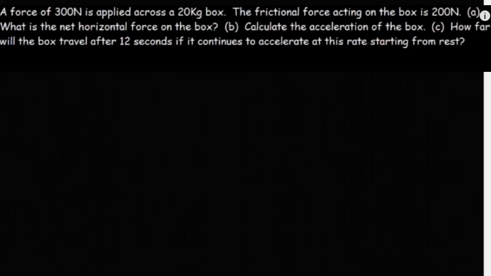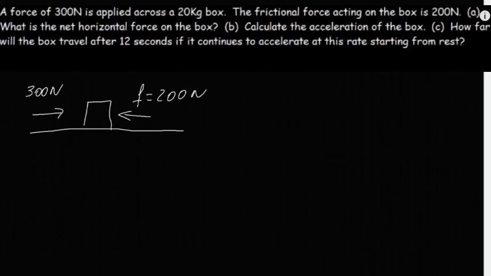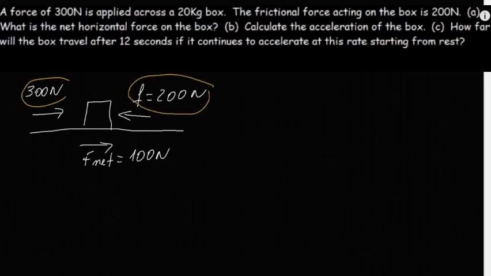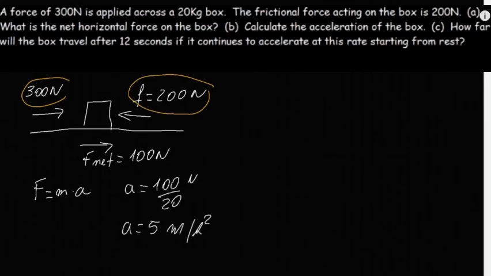A force of 300 newtons is applied across a 20 kilogram box. The frictional force acting on the box is 200 newtons. What is the net horizontal force on the box? So let's begin. We have an applied force of 300 newtons, so let's call it a capital F, and there's a frictional force of 200 newtons, so that force is in this direction.